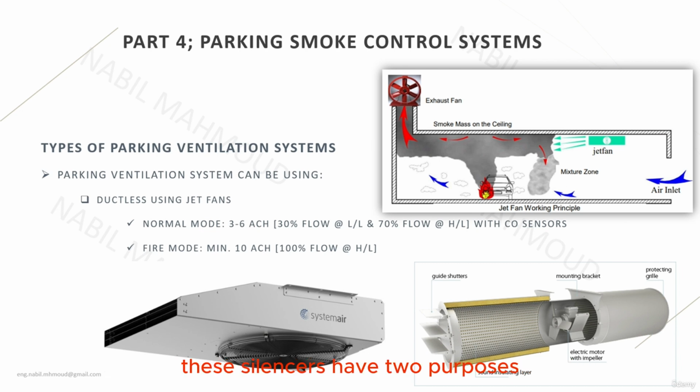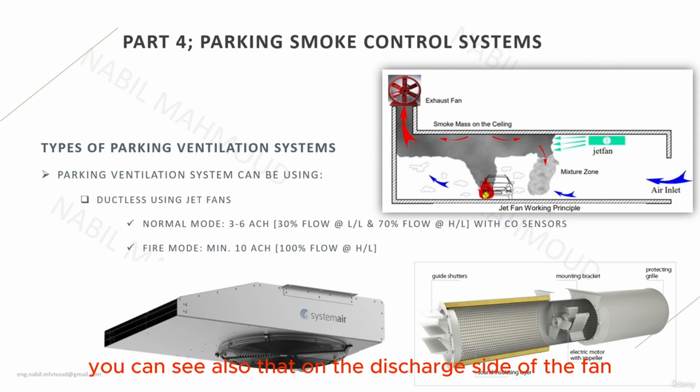These silencers have two purposes. One of these purposes is to dampen the noise that is being generated from the fan, and the second purpose is to provide a uniform distribution of the air before and after the fan to maintain the energy and the momentum of the primary jet. They are more like a guidance for the flow movement.